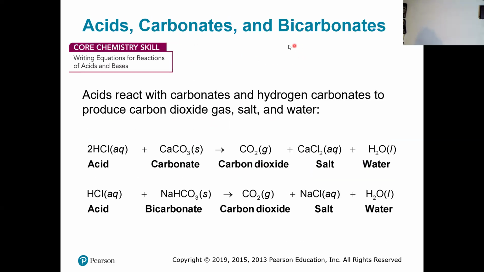When we have our carbonate and our bicarbonate reaction, our acids will react with either the carbonate or the bicarbonate, and they're going to produce CO2 gas. They're also going to produce water. And then the salt that's produced is going to be a combination of the cation that was present in the carbonate or the bicarbonate and the anion that's present in the acid. So for our first example, we end up with calcium chloride because here's the calcium and here's the chloride. For our second example, we ended up with NaCl as our salt because our sodium was in the bicarbonate and the chloride was in the acid.